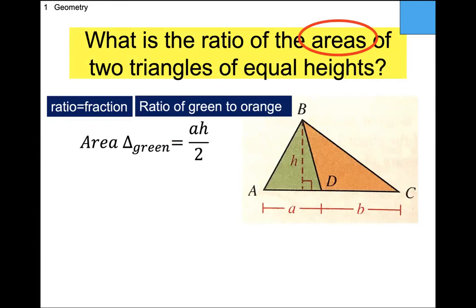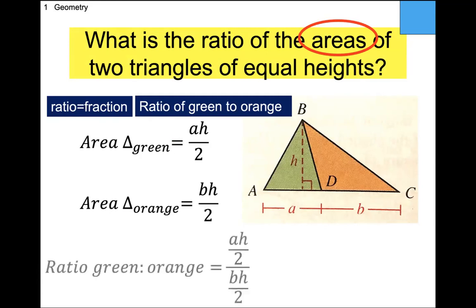Let's see, the area of the orange triangle. Well, look, it's got the same height. The orange triangle has the same height as the green triangle. So therefore, the base of the orange would be B. So B times H divided by 2. And now I want to make a ratio of those two areas. And I just picked one. I could have done orange to green, but I chose green to orange. Well, green is a fraction and orange is a fraction. So I'm going to wind up with a fraction over a fraction, and that's my ratio of green to orange. AH over 2 divided by BH over 2.